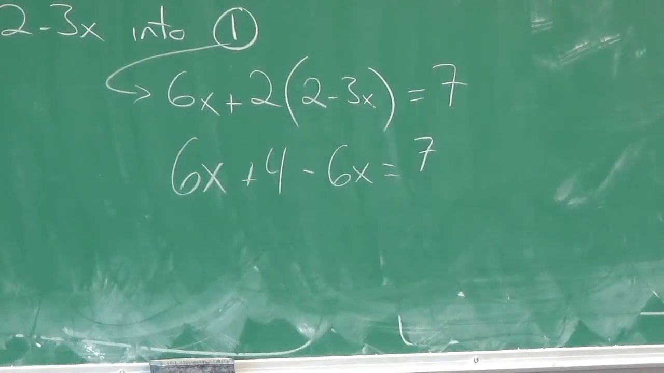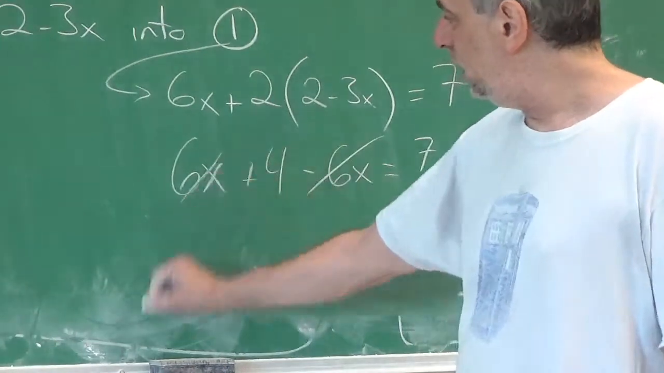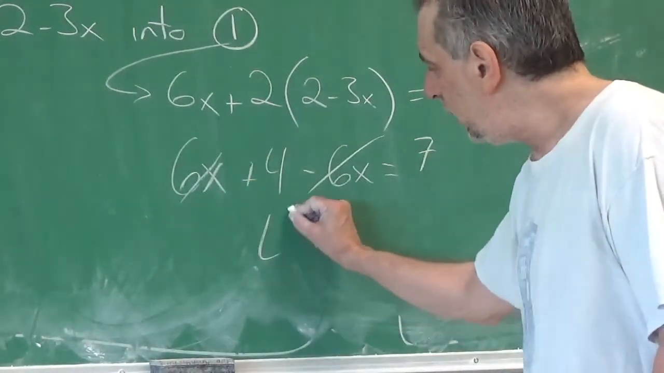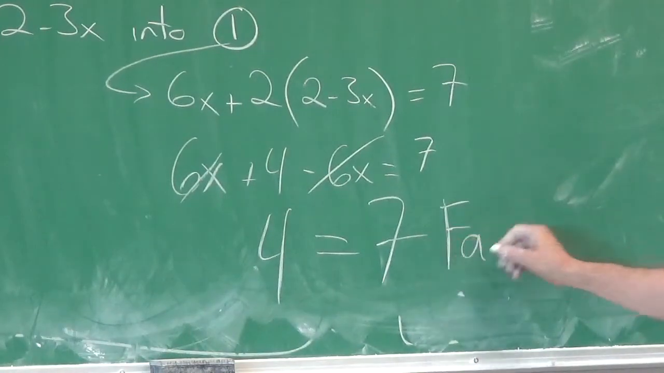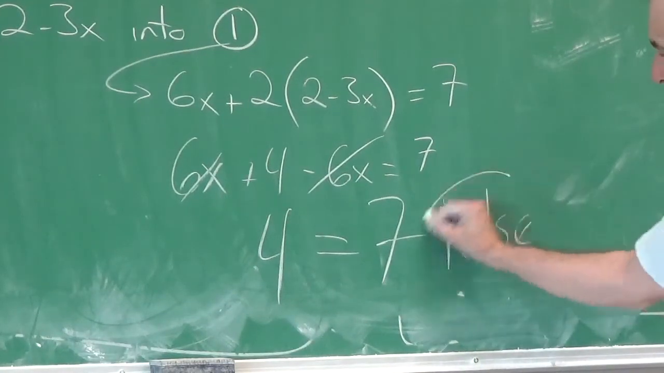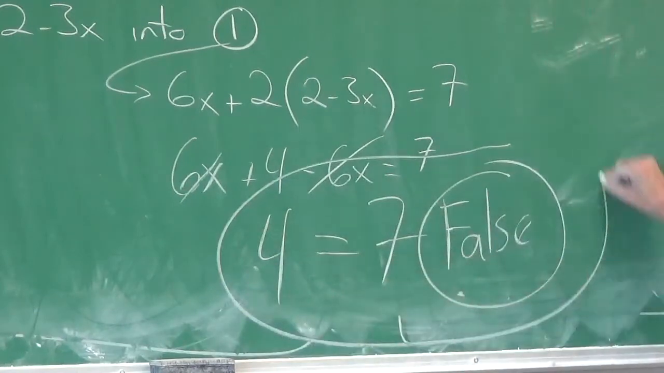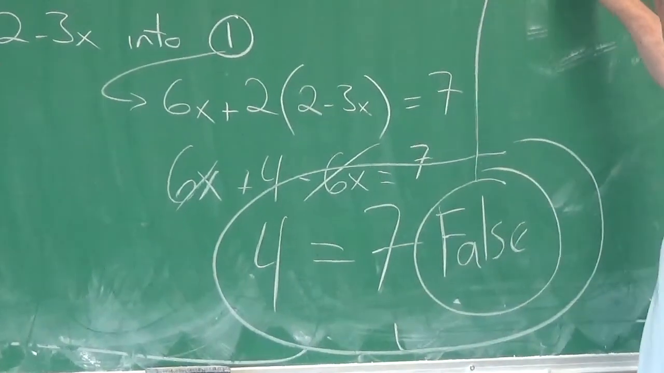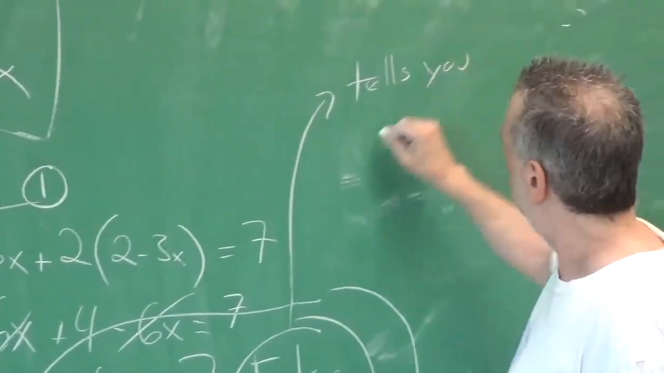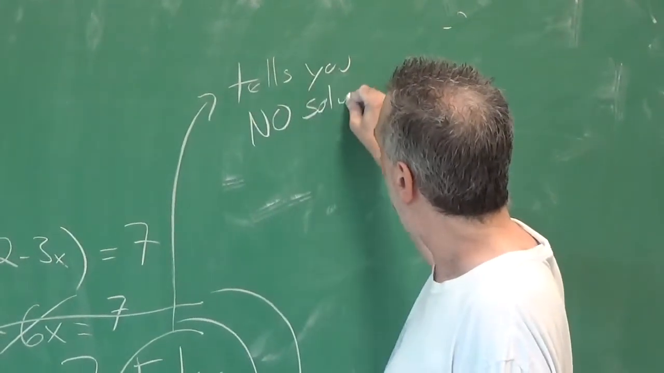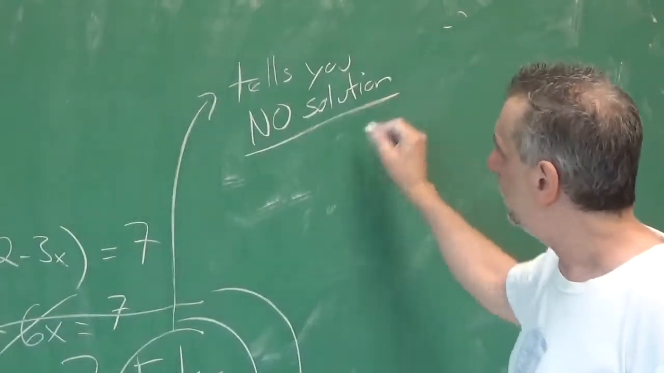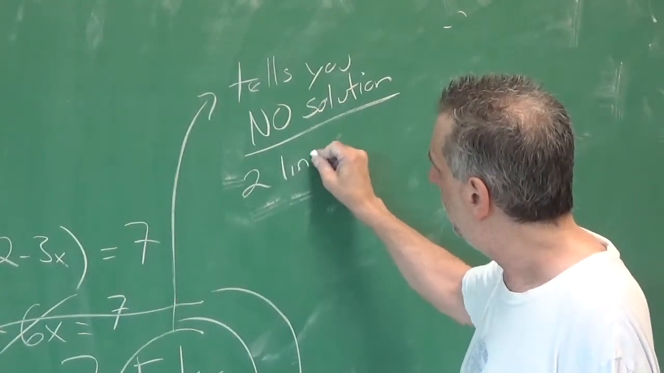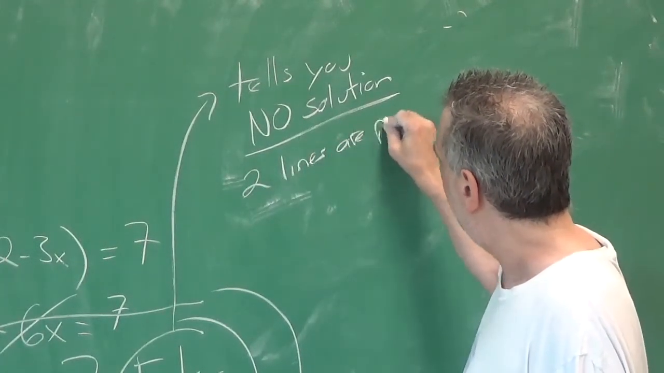So again, this goes back to chapter 1 when we were talking about equations, conditional, inconsistent, and identities. And we said if you try to solve the equation, and the variables disappear, and you end up with a false statement, right? If you leave the equal sign in there, it's false. That tells you that there's no solution, and that the two lines are actually parallel lines. If we were to graph these, there's no solution, the two lines are parallel, and they never intersect.